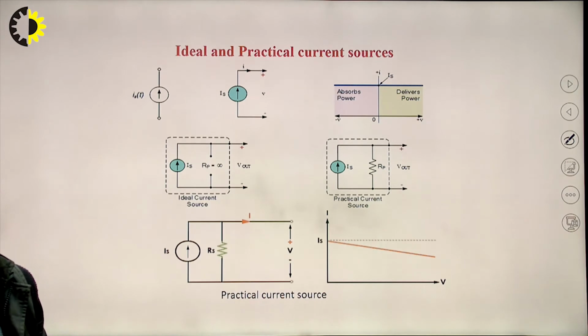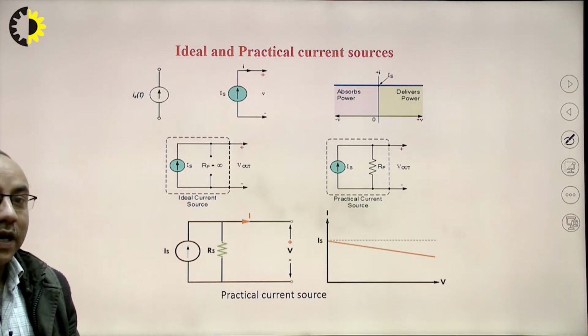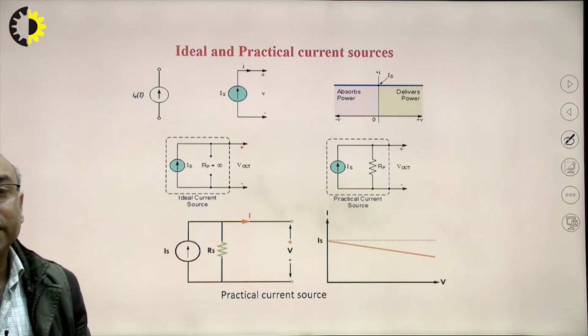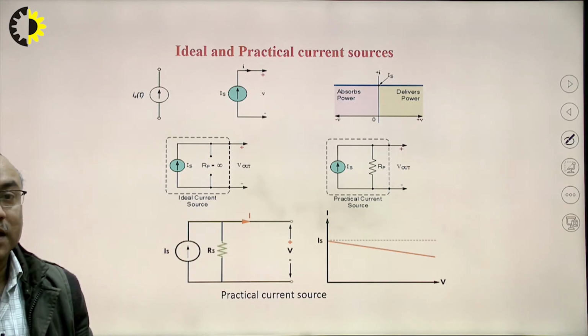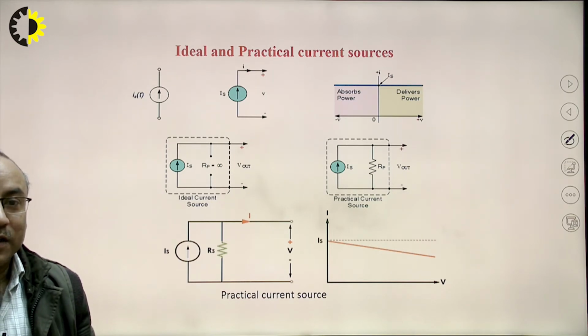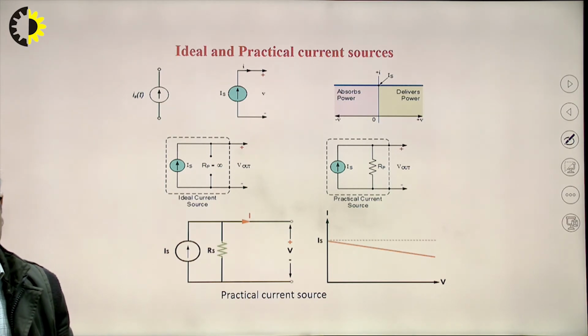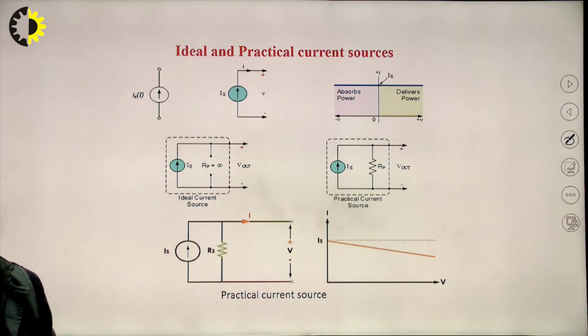On the other hand, if we talk about a practical current source or non-ideal current source, it has a finite value of internal resistance connected in parallel with the current source. On account of this, with the change in load resistance value, the current through the load will change, and accordingly the terminal voltage across the load will change.